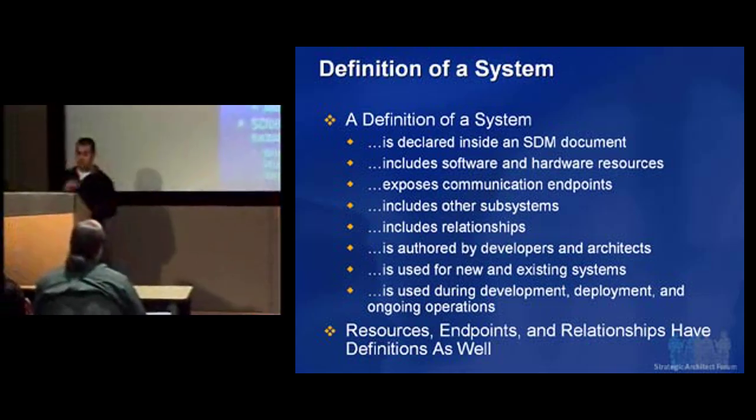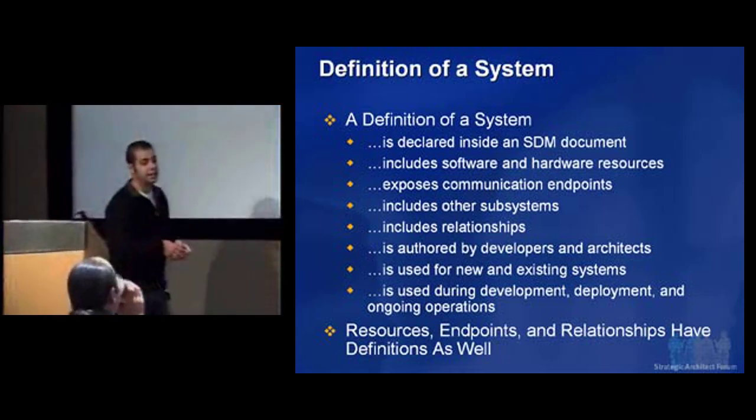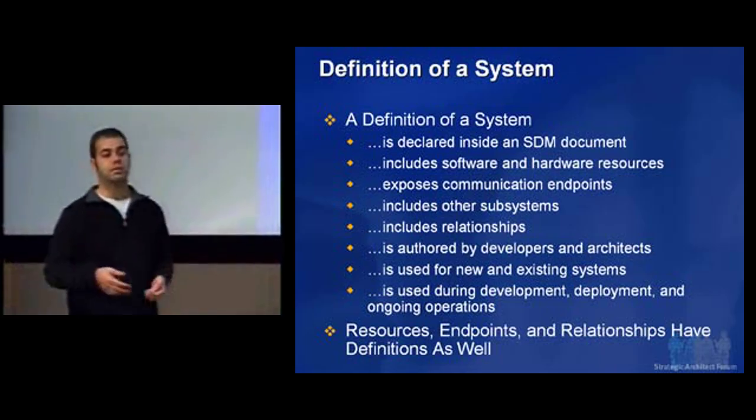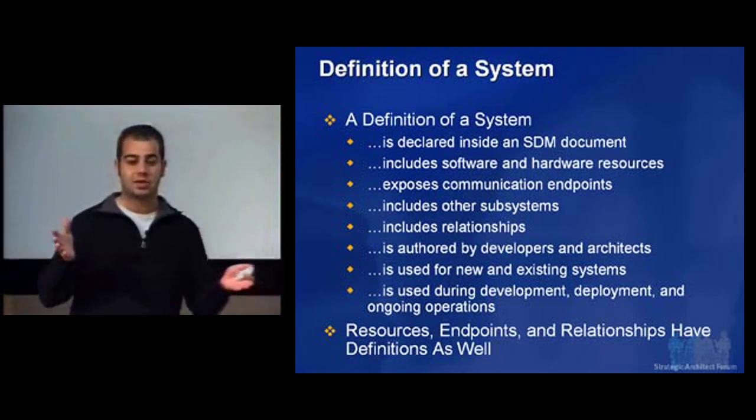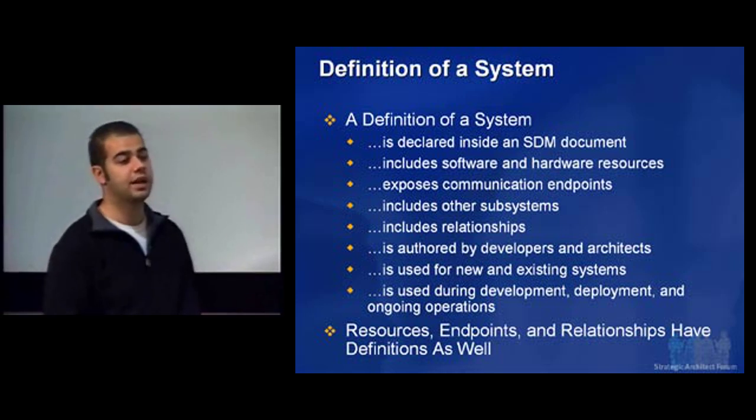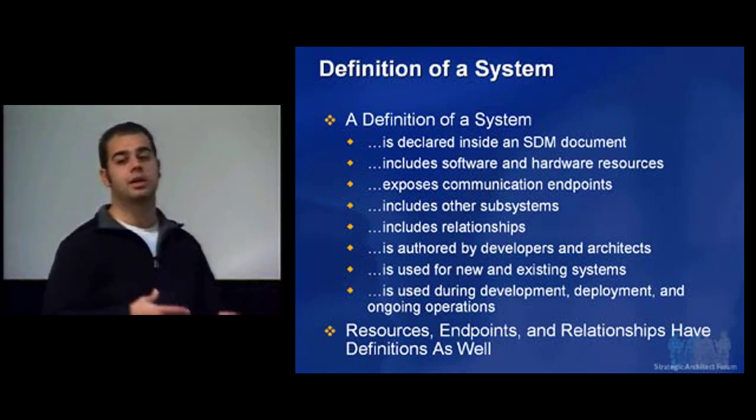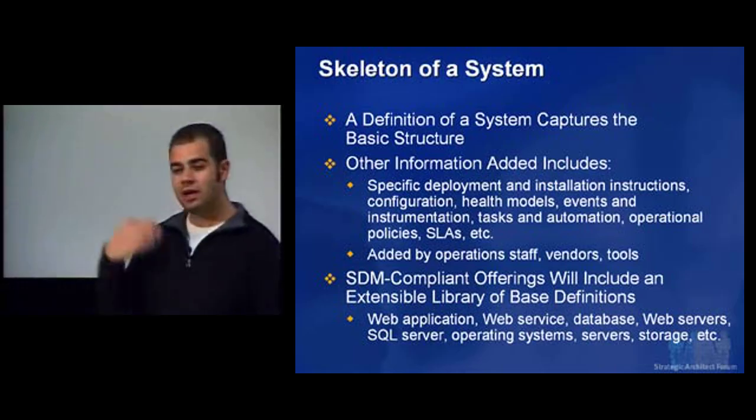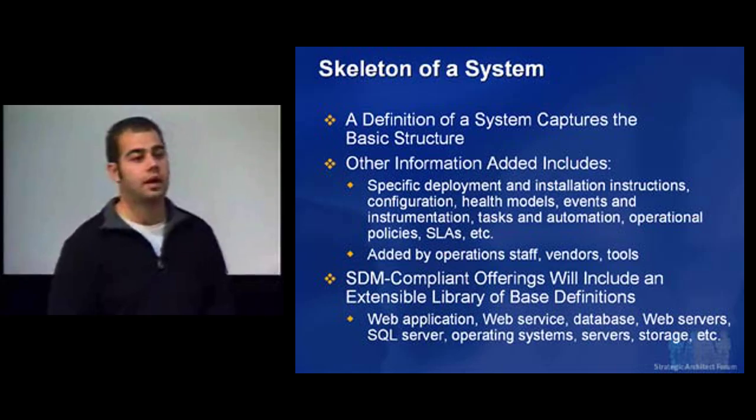So essentially, by defining a system as a composable entity made out of other subsystems and resources and endpoints and relationships, I've captured a skeleton of a system, the basic structure. I've defined VentureWorks as kind of the hand-drawn diagram you've seen there, with a set of configuration on it and all of the real relationships between them. But there's a lot of other information that can be added on top of this skeleton, right?